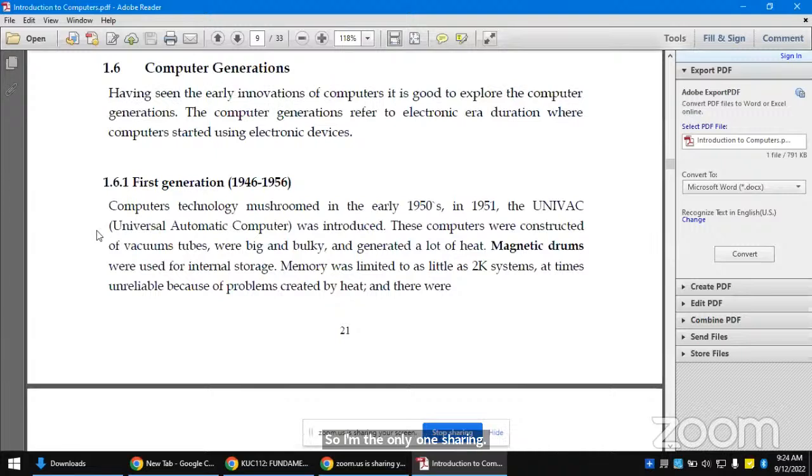So memory was limited. The other thing you have to note is that magnetic drums were used for internal storage, and the memory was limited to as little as 2K, 2 kilobytes. This is a system that can hardly store anything, but people had to endure it from 1946 to 1956. It was also at times unreliable because of the problems created by the heat.